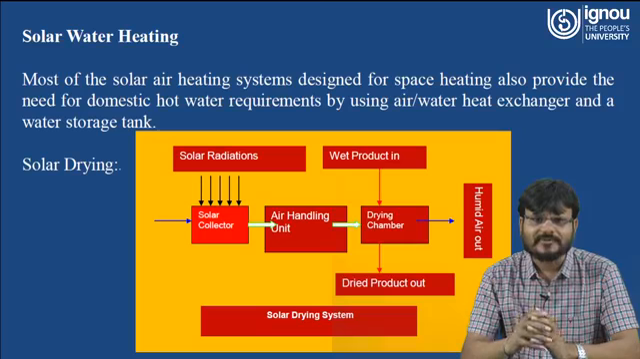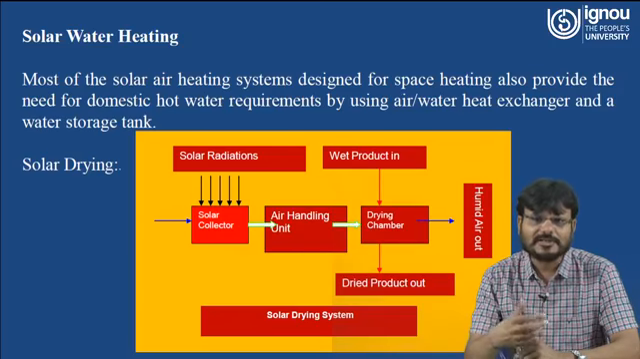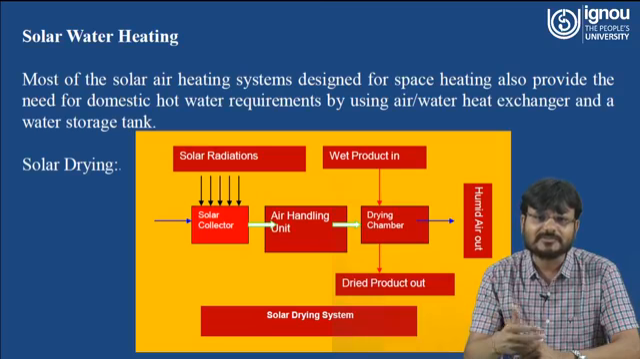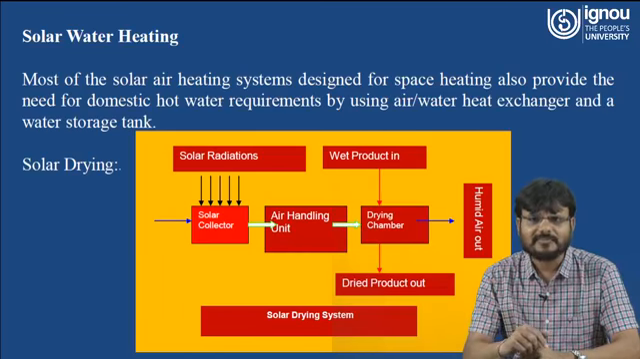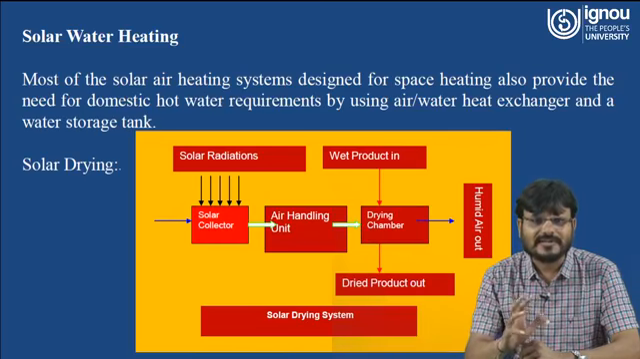Now what will happen? This hot air will come in contact with that wetted crop, and some humidity will be extracted from the crop. If you are able to extract the humidity, that means you are able to dry the crop and you can collect the dried product output. So this is in brief how solar drying can be used. We will discuss solar drying in detail in the next lecture.